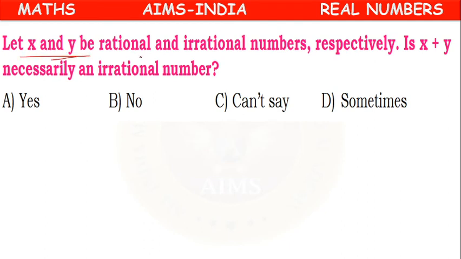Let x and y be a rational and an irrational number. Is x plus y necessarily an irrational number? Yes. A combination of rational and irrational is always irrational. So A option is the correct answer.